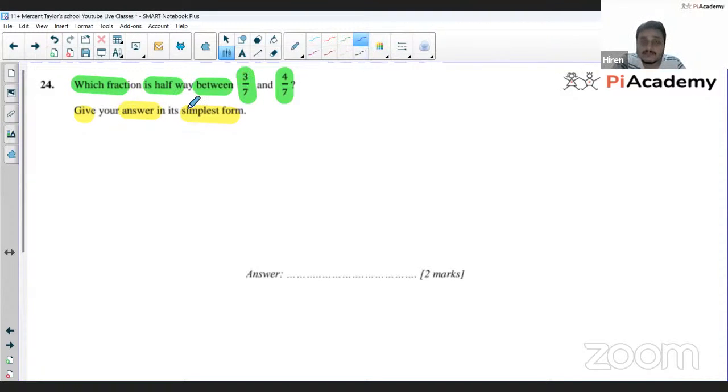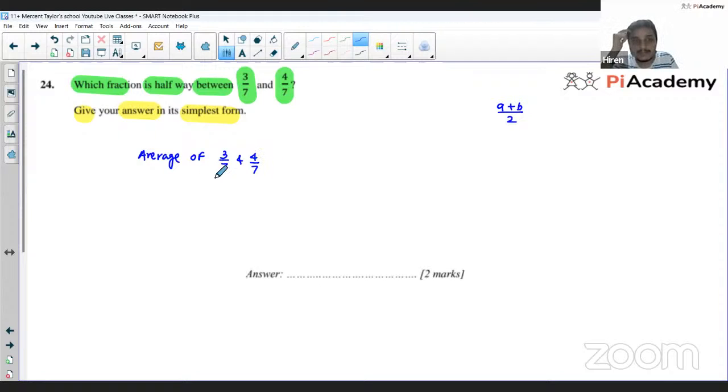Halfway, right? So halfway means what? Just the average. So you have to find the average of 3/7 and 4/7. Very basically, if you have normal numbers, let's say a and b, then in what manner are we finding the average? a plus b divided by 2. In the same way, we are going to add two fractions here. So let's add them.